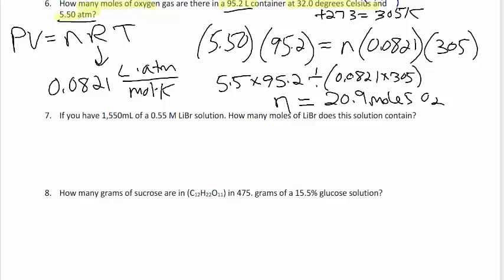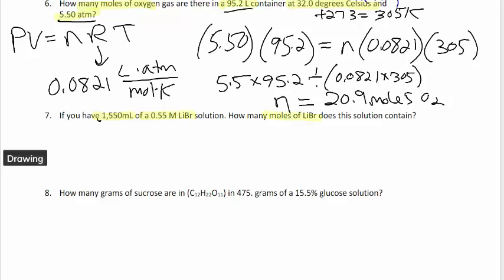Okay, so again, that equation's on your equation sheet, the R constant's on your equation sheet. You do need to know that you should change degrees Celsius to Kelvin by adding 273. Okay, the next problem talks about volume and molarity of a solution. So they give you the volume in milliliters and they give you the molarity and they ask you for moles.